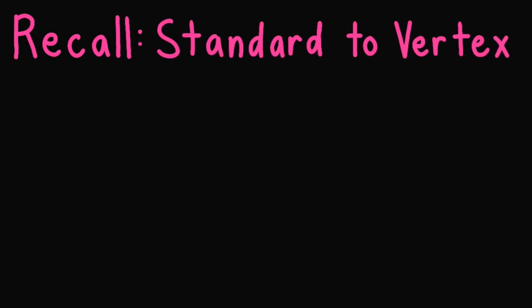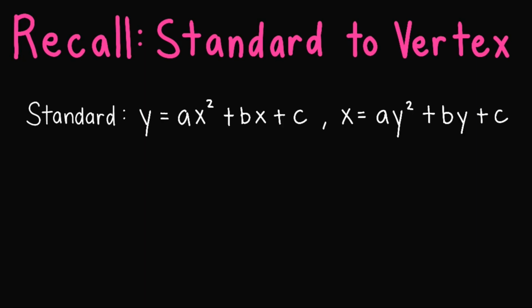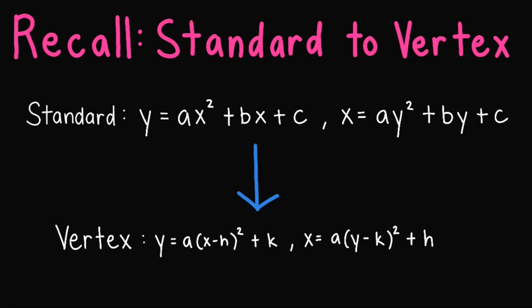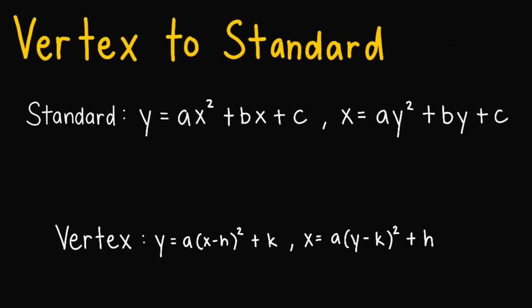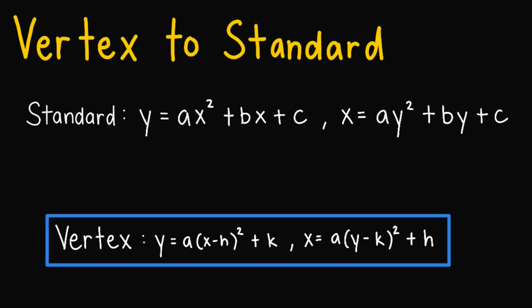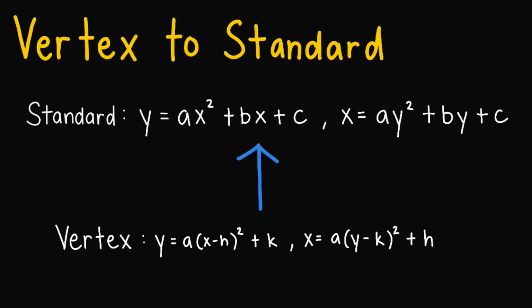Hi there. Recall that in the last video, we learned how to convert the standard form of a parabola into its vertex form. That is, given this equation, we converted this to the vertex form equation. In this video, we'll be doing the opposite, from vertex form to the standard form. Our strategy: square of a binomial.